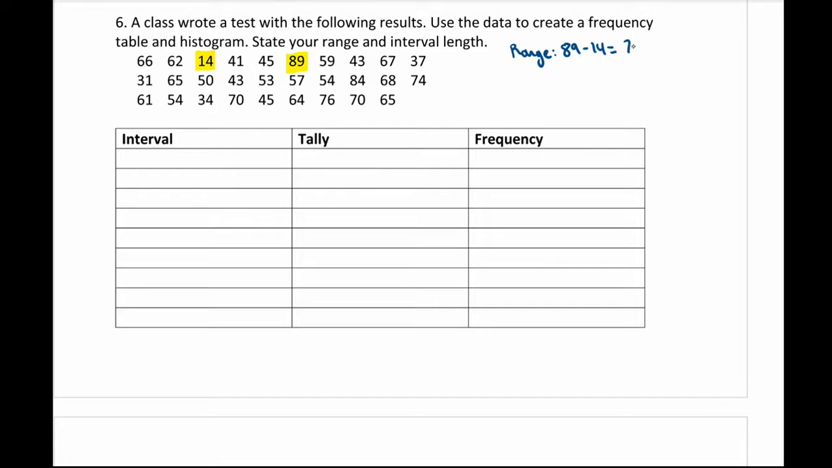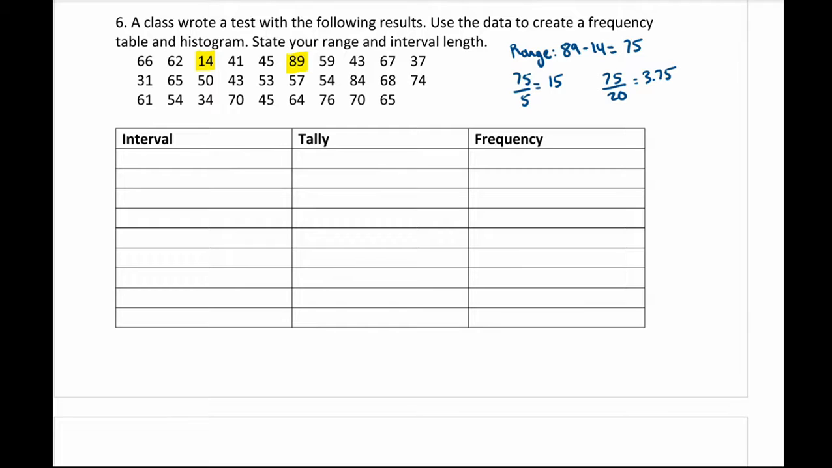And we get a range of 75. And what we're going to do is our histogram should have between 5 and 20 bars. So what we need to do is take this 75, divide it by 5, and 75 divided by 20, and we want to see what we get. So we get 15 and 3.75. So we need to find a value in between 15 and 3.75 that will be our interval range.